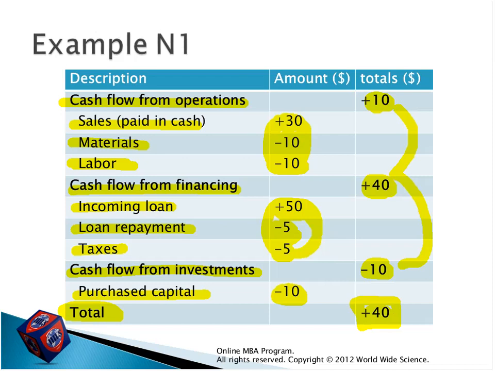Right now, I want to show you the second example, which would be more complicated. And you have to remember all these transactions are made by cash only. Okay, only cash, which is already received by the company or already spent by the company.